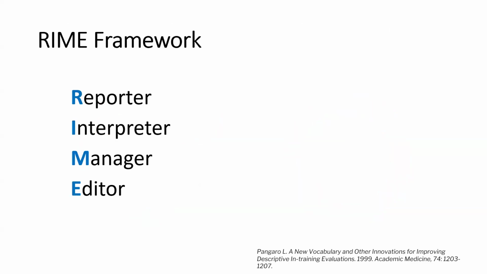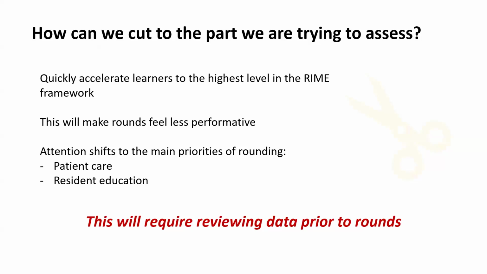When we think about how learners develop, we often think of the RHYME framework, which you may have been taught, first described in 1999. R stands for reporter, I is interpreter, M is manager, and E is editor. So we classically think of medical students being reporters, interns being interpreters, senior residents being managers/editors. And so we want to cut to the part that we're actually trying to assess for the learner.